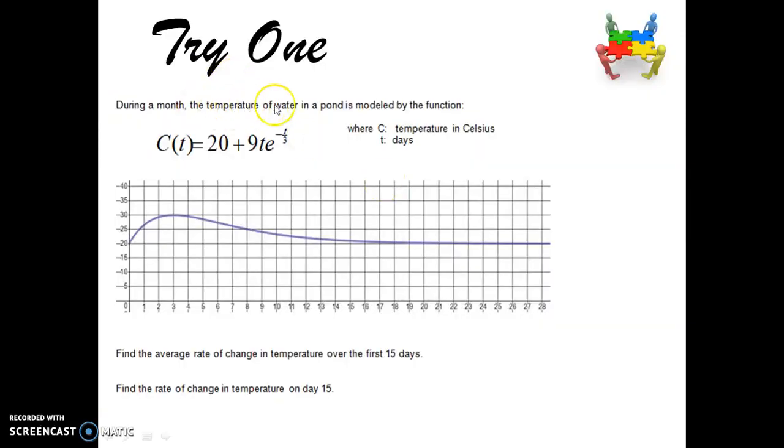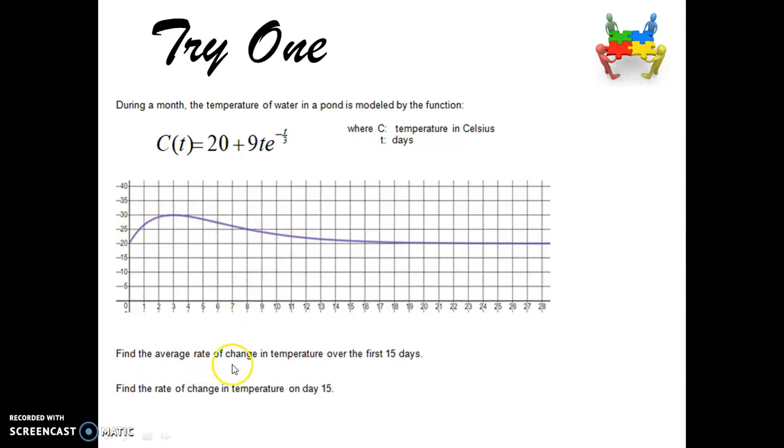It says during a month, the temperature of water in a pond is modeled by this function. C is the temperature in Celsius, T represents days. So this tells you the temperature in Celsius, depending on the day of the month, is given by this. Here's a graph of this function. As you can see, since this is C of T, this is Y values, or temperature, Celsius, and this is days of the month. And you can see temperature begins around 20, goes up maybe to a high point of 30, and then the temperature is going down over the rest of the month, going down, down, down, until it kind of plateaus out at 20 degrees. So there's what's going on with temperature.